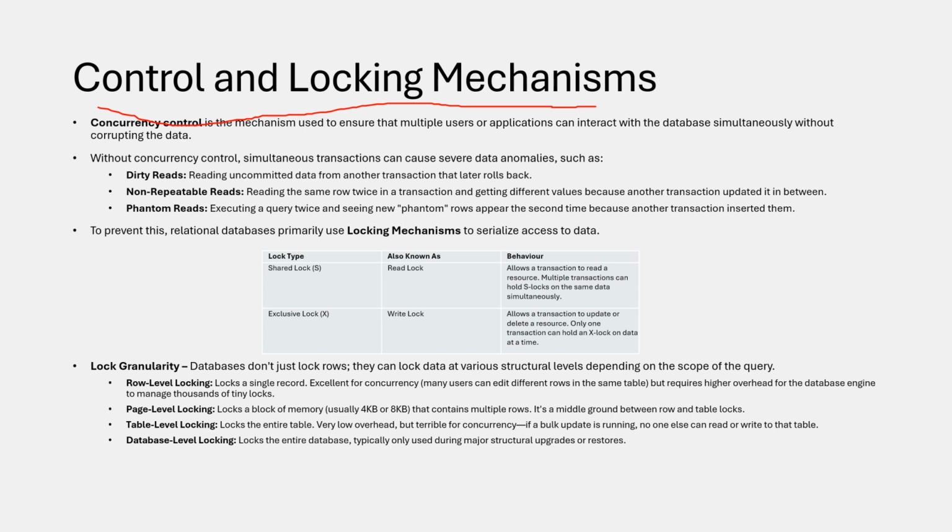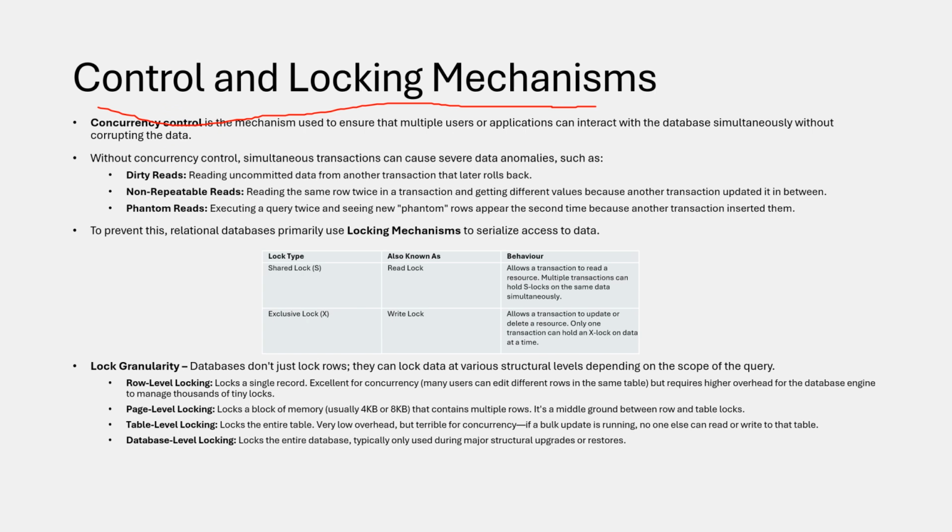But if it is so critical that you cannot show dirty reads, you will say I want to read committed. Okay, I want to only read the committed rows. Then it will say okay, wait till the moment I commit this transaction. Until and unless I commit this transaction, you cannot read it. So this was the whole understanding of isolation.